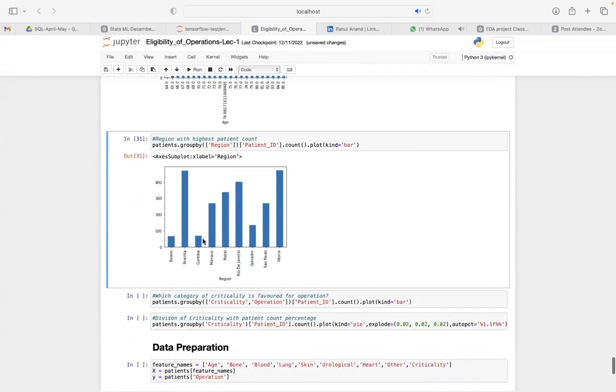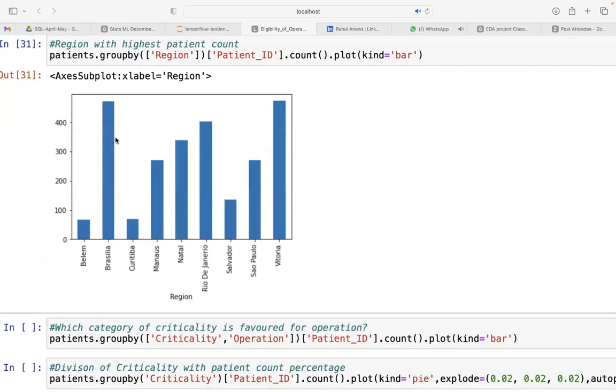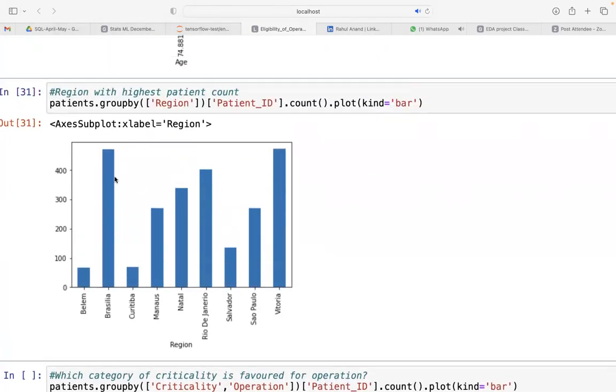And basically, if you want to tell your stakeholder, suppose you can see Brasilia, I think it's the capital of Brazil, maybe, might be wrong. So Brasilia has the largest number of patients. Yeah, it is the capital of Brazil. Okay, cool. So Brasilia has the largest number of patients, which is basically a normal scenario, because in a capital city a lot of people stay.